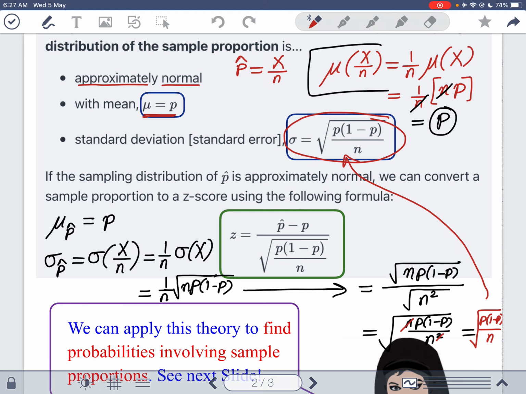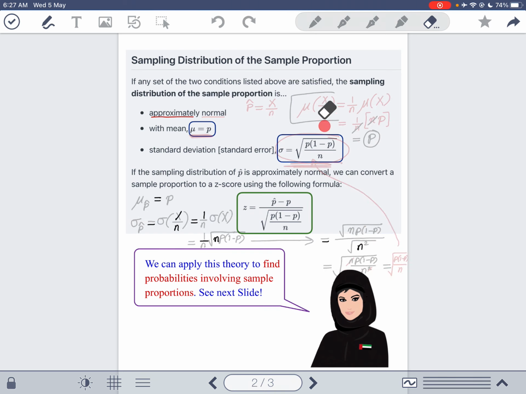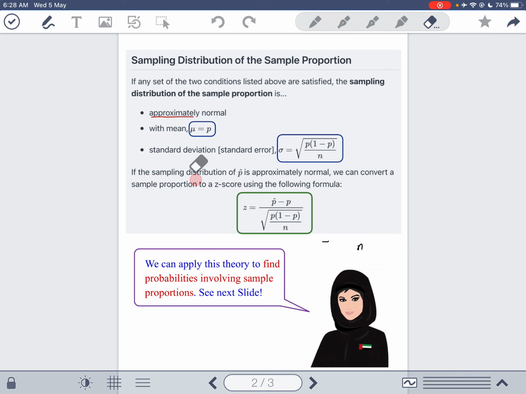So this explains where the mean and standard deviation of the sampling distribution of the sample proportion come from. Where do these formulas come from? So now you know where they come from. What I would like to do also is this. We will solve examples in just a little bit. But for now, check what Lanud is telling you. She's telling you we can apply this theory to find probabilities involving sample proportions.